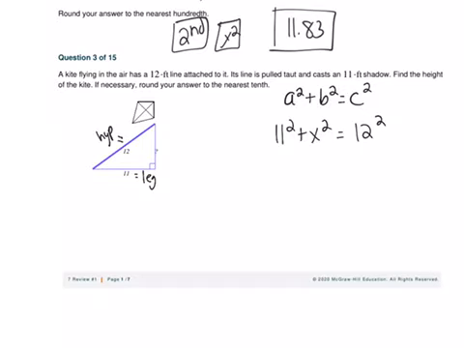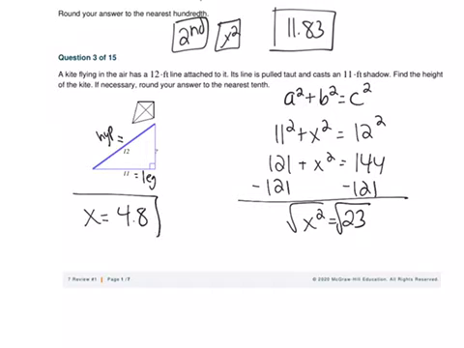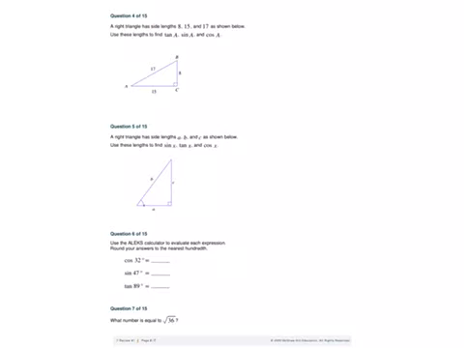So 11 squared is 121 plus x squared is equal to 12 squared is 144. We're going to minus the 121 from both sides, and we have x squared is equal to 23. And then remember, to get rid of the square, you got to square root it. So on the calculator, we're going to hit second x squared and punch in 23 and round your answer to the nearest tenth. So that would be 4.8. Okay, so first two questions on the test are just the Pythagorean theorem. So on to the next page.